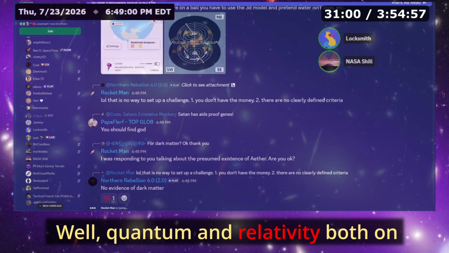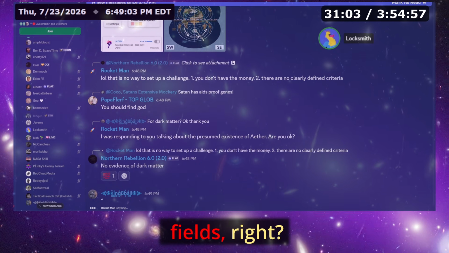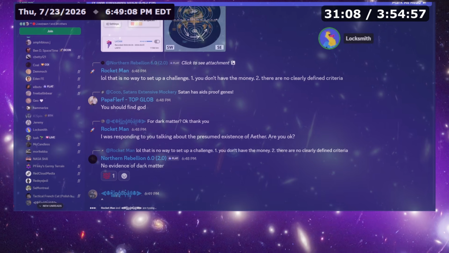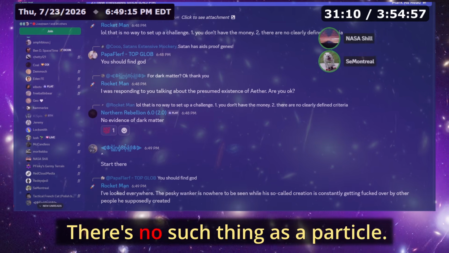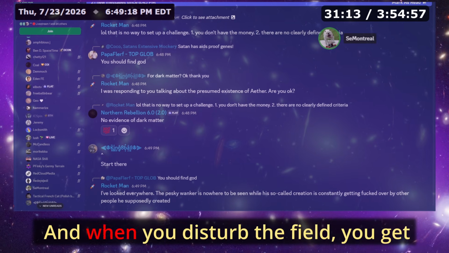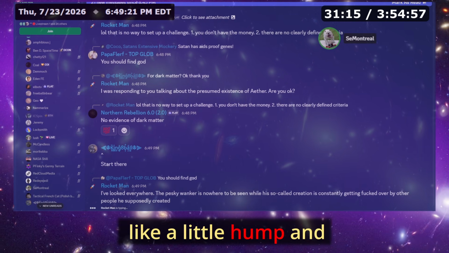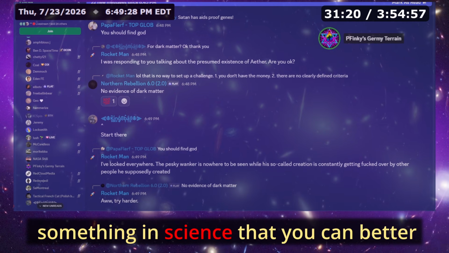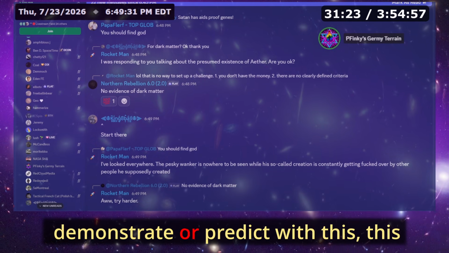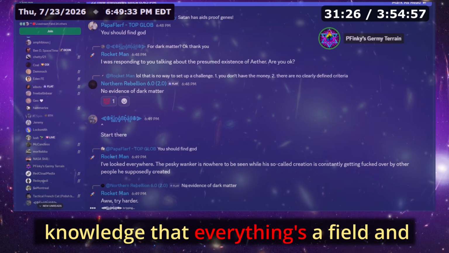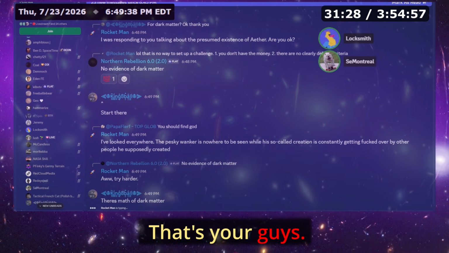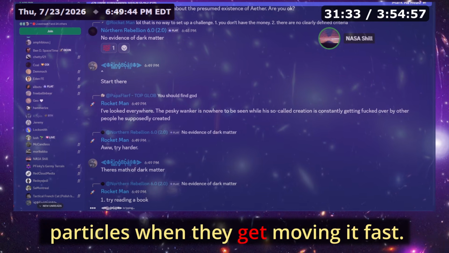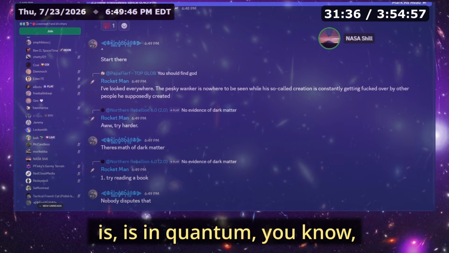Well, quantum and relativity both rely on fields, right? Absolute background fields that are present everywhere. Yeah. Absolutely. There's no such thing as a particle. It's all field. And when you disturb the field, you get like a little hump, and they call that a particle. So is there something in science that you can better demonstrate or predict with this knowledge that everything's a field and there are no particles? That's your guys' thing. Why are you asking me? There are particles. We know there are particles. When they get moving fast, everything is in quantum.